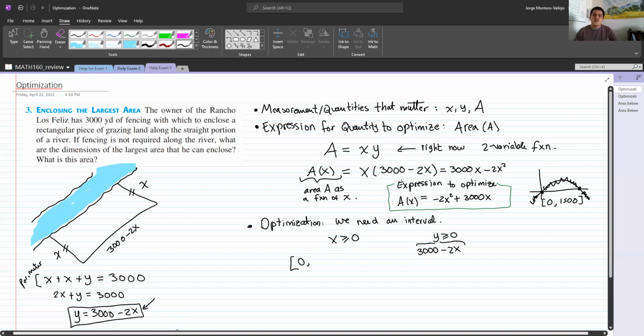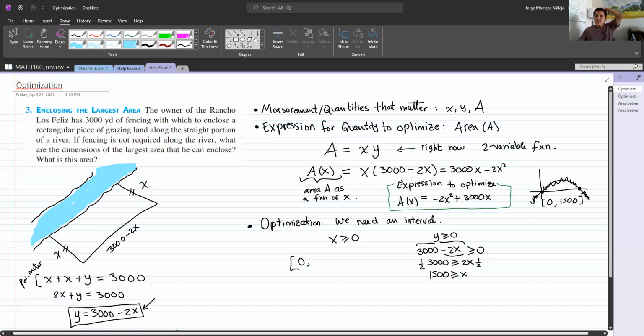Right, we just did that. We just replaced the y with 3000 minus 2x, and that is still greater than or equal to 0. Now if you solve this inequality, you can send this minus 2x to the other side, so it's going to go with positive sign. So 3000 greater than or equal to 2x, and now we divide by 2 both sides. Divide by 2, divide by 2, you get then 1500 greater than or equal to x.